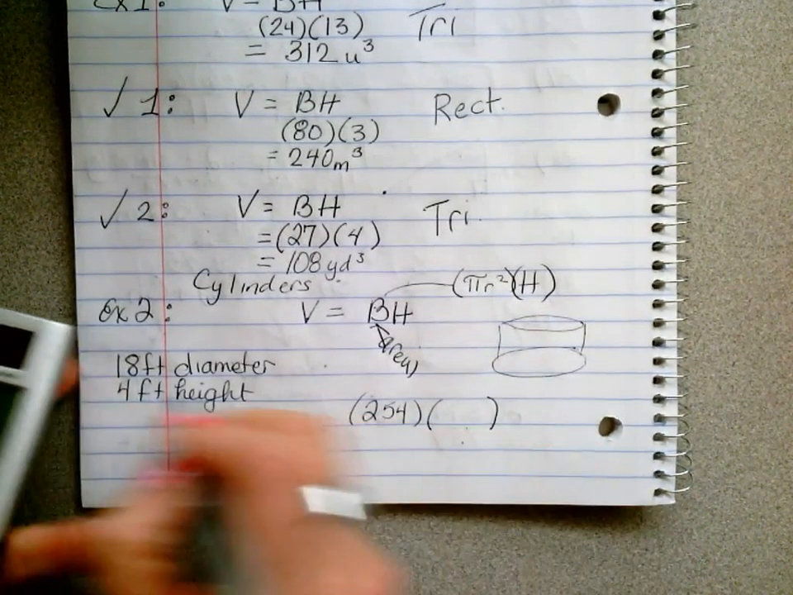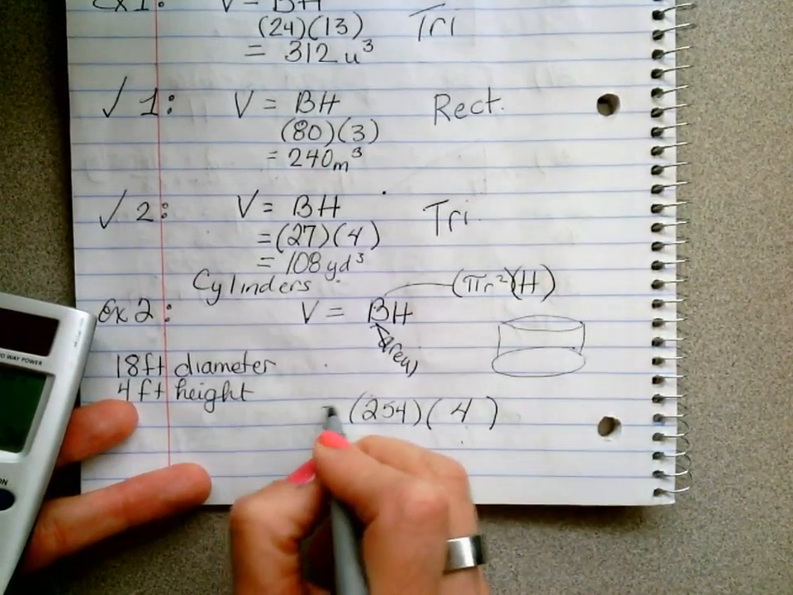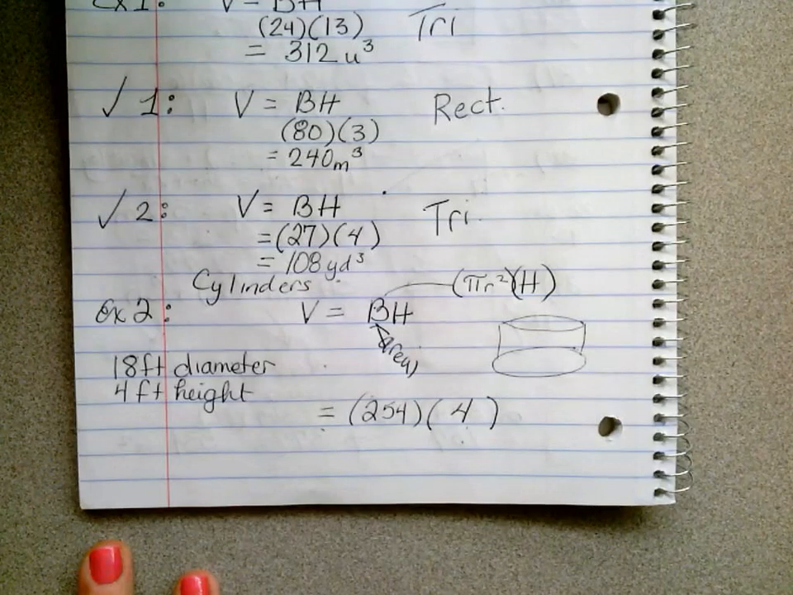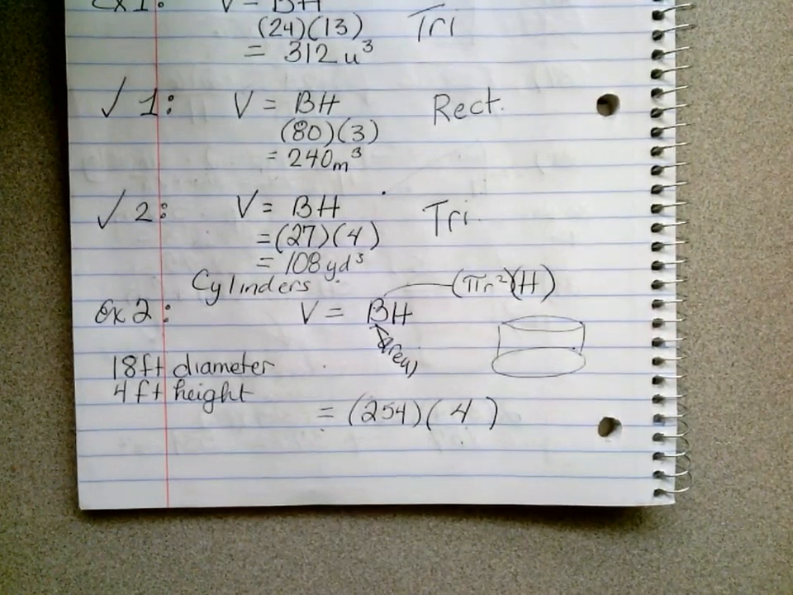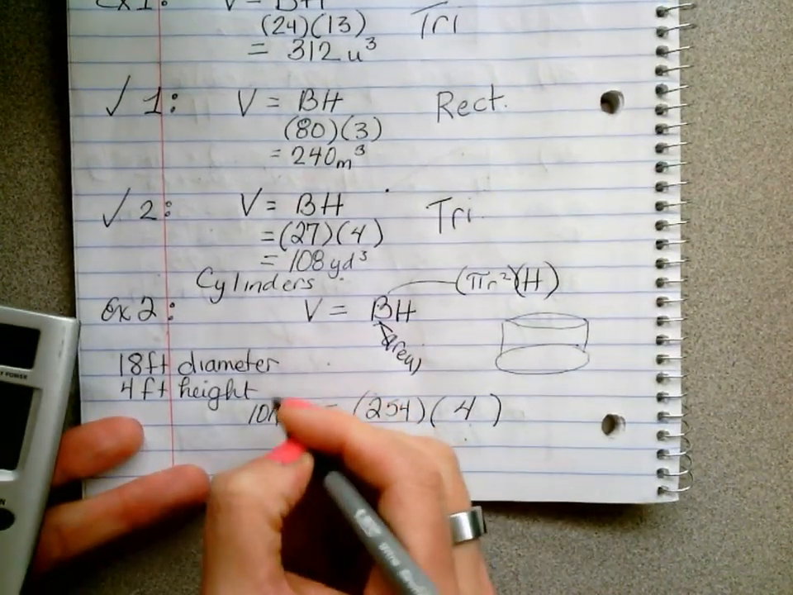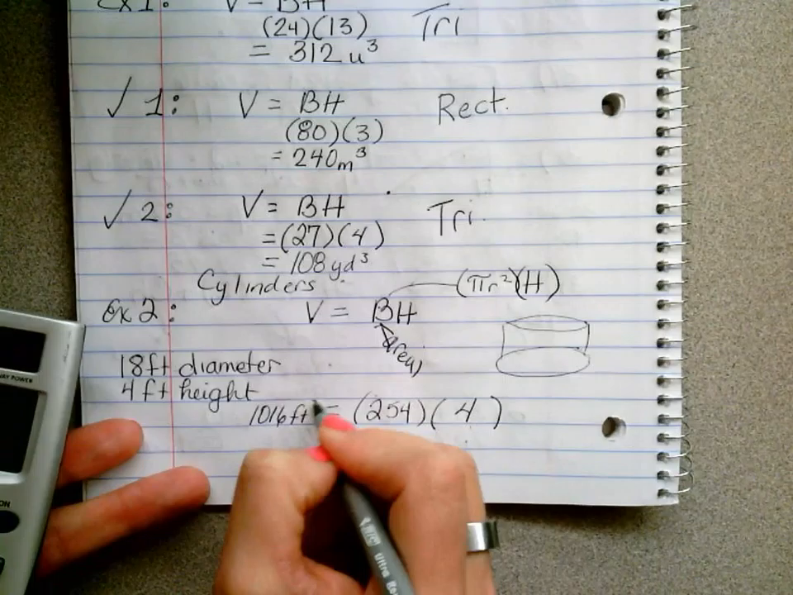254 times the height, which is 4. Now this is actual volume, folks. I'll show you what they did here in a minute. 254 times 4 is what, about 1016? And it's cubic feet, right?